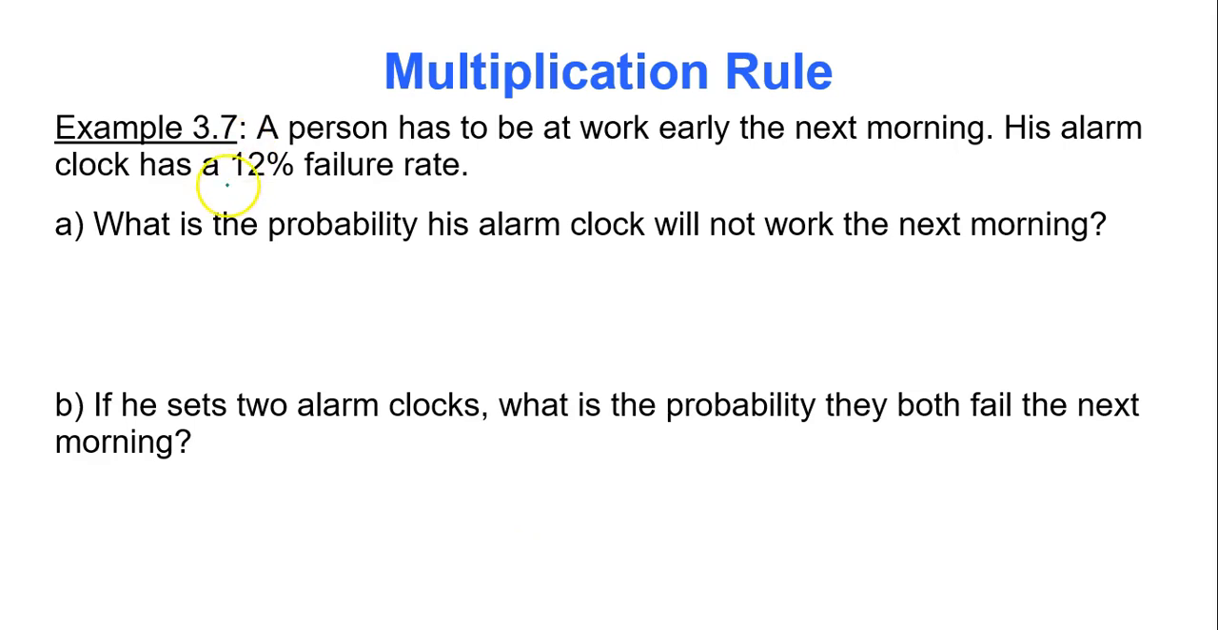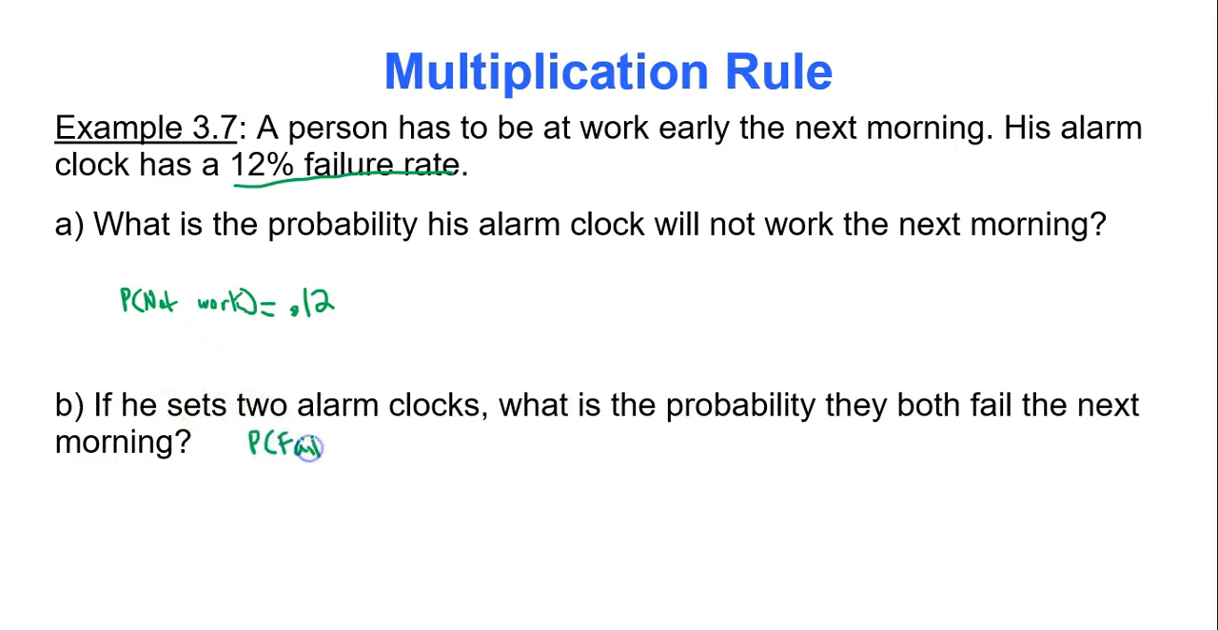Well, what about a person that has to be at work early the next morning and his alarm clock has a 12% failure rate? What is the probability his alarm clock will not work the next morning? Well, if his alarm clock has a 12% failure rate, the probability of it not working will be 0.12. Like, if there's a 12% chance of me not waking up, I think I probably better fix the issue. So what if I set two alarm clocks? What is the probability they both fail?